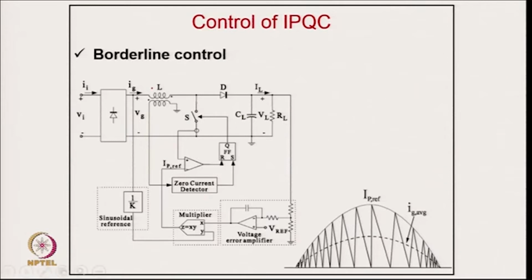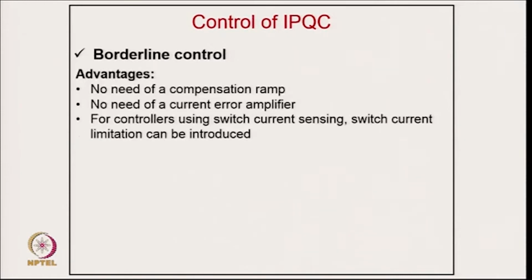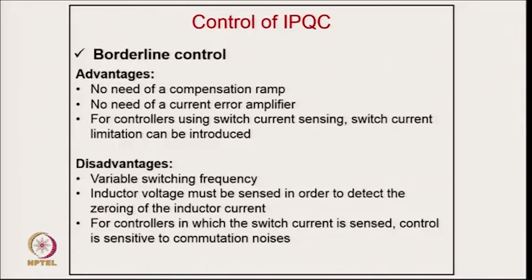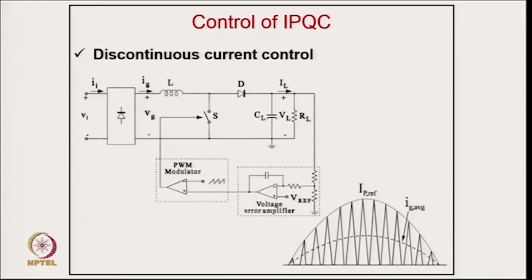That makes sure that we get the point at the zero crossing here. So, the benefit is that we take the benefit of continuous and discontinuous mode, and the size of the inductor is certainly lower in the borderline case. The advantages of this borderline control are that there is no need of a compensation ramp and no need of a current error amplifier. For controllers using switch current sensing, switch current limitations can be introduced. The disadvantages are the variable switching frequency, and the inductor voltage must be sensed in order to detect the zero crossing of the inductor current. For controllers in which the switch current is sensed, the control is sensitive to commutation noise.